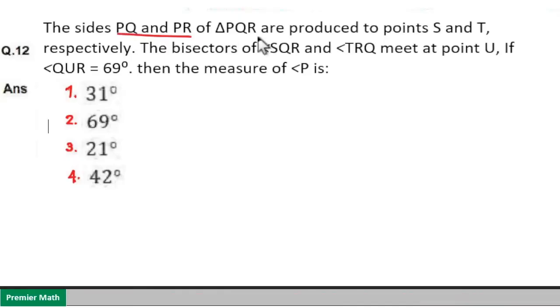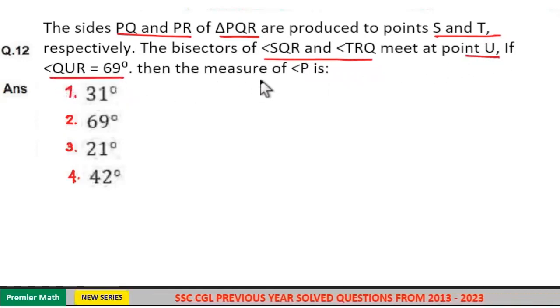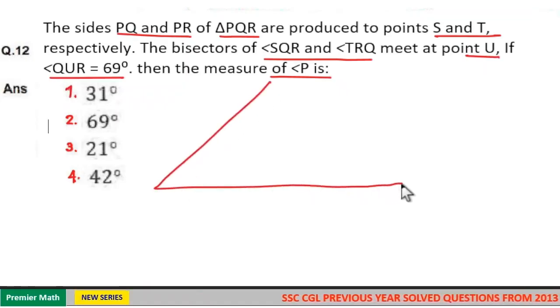Sides PQ and PR of triangle PQR are produced to point S and T respectively. The bisectors of angle SQR and TRQ meet at point U. If angle QUR is 69 degree, then find the measure of angle PS. Here this is the triangle PQR.